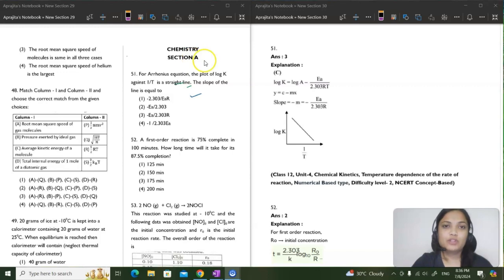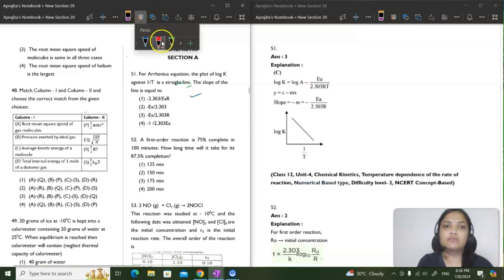Today we are going to discuss the solutions of BPT 10 for the chemistry portion. We are going to start with question number 51. Here you can see the question is for the Arrhenius equation. The plot of log k against 1 by T is a straight line. The slope of the line is equal to.